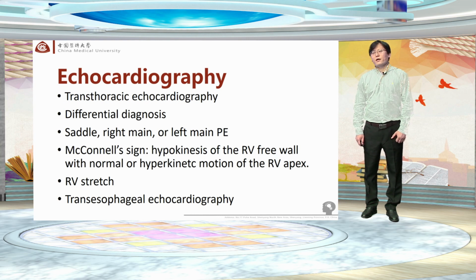McConnell sign sometimes can be seen in patients with right ventricle overload. We can see hypokinesis of the right ventricle free wall with normal or hyperkinetic motion of the right ventricle apex. Right ventricle stretch can also be seen on echocardiography. Transesophageal echocardiography can also help us to do the diagnosis and differential diagnosis.